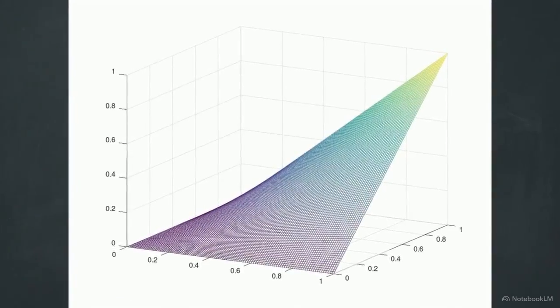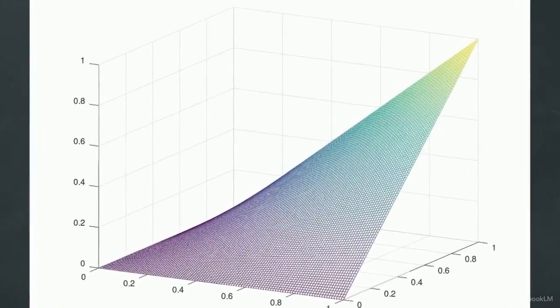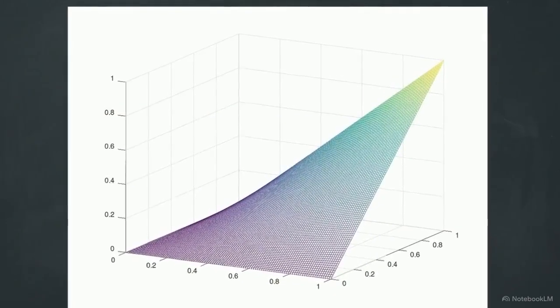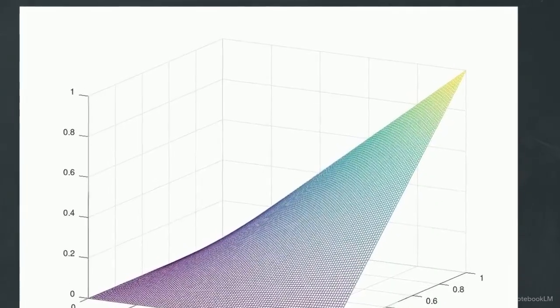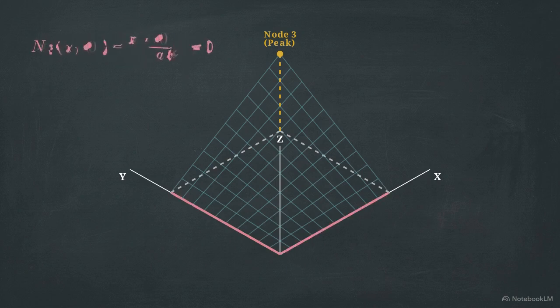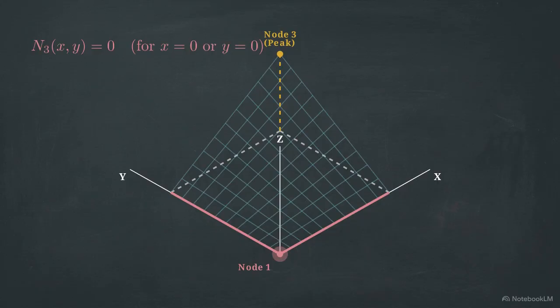This 3D surface plot translates the abstract math of N3 into physical topography. If we substitute the coordinates for node 3, A and B, into the formula xy over AB, the result is AB over AB, perfectly yielding 1. The peak on this graph confirms that the elevation at node 3 reaches exactly 1. Evaluating the math along the x and y axes shows that anywhere x equals 0 or y equals 0, the entire formula immediately collapses to 0. Geometrically, this guarantees the elevation is flat 0 at the locations of nodes 1, 2, and 4.